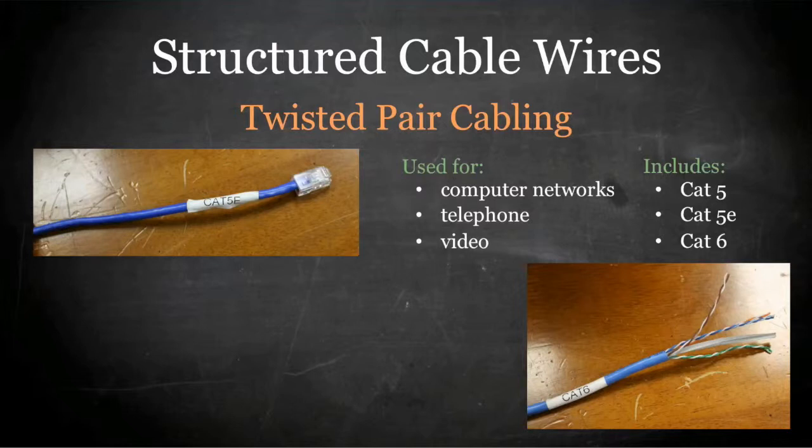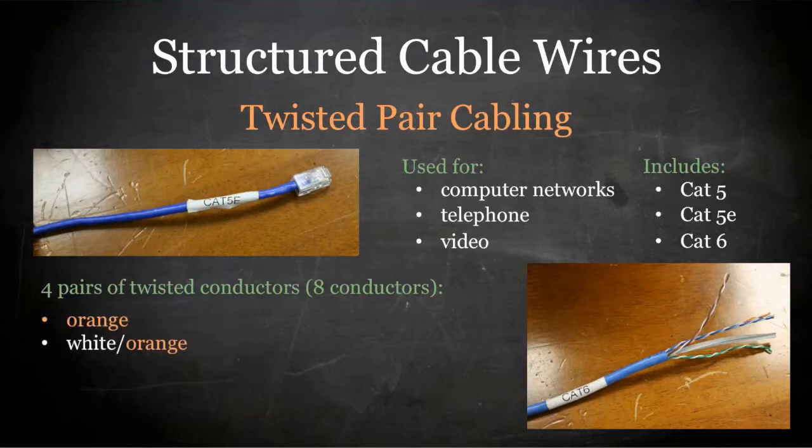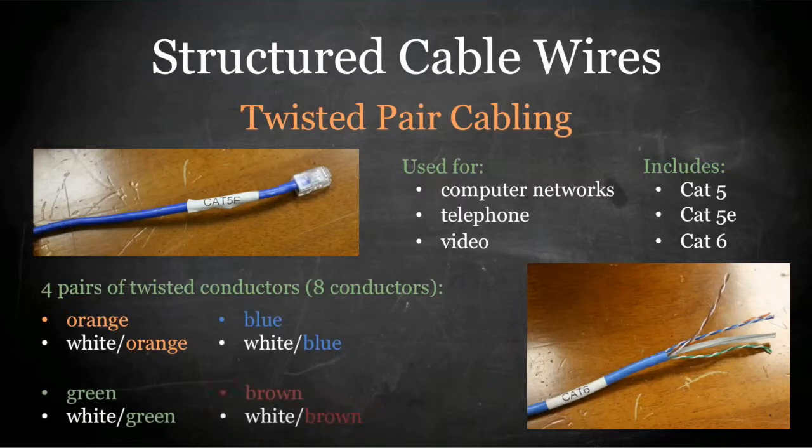Twisted pair cabling is made up of 4 pairs of twisted conductors, giving it a total of 8 conductors. It has orange and white orange, green and white green, blue and white blue, and brown and white brown. We'll talk more about twisted pair cabling towards the end of this tutorial when you learn how to terminate it and add on a connector.